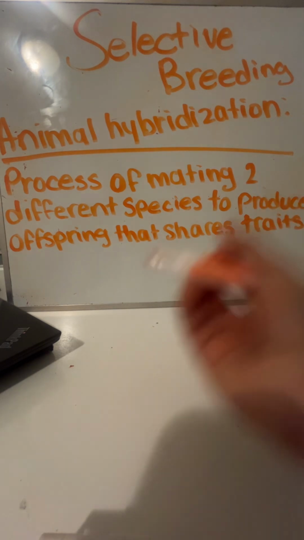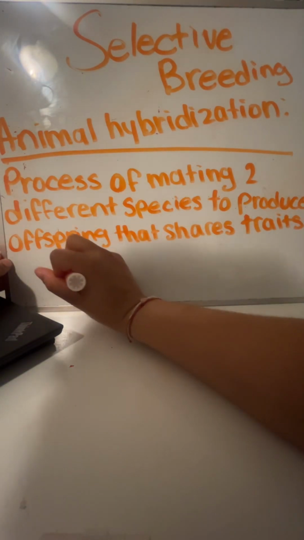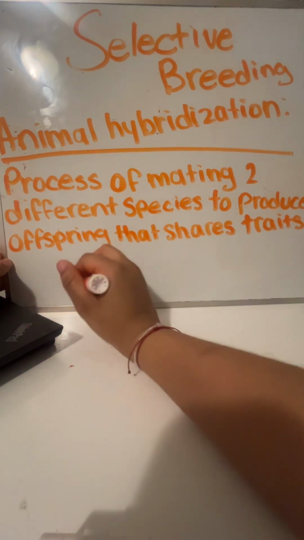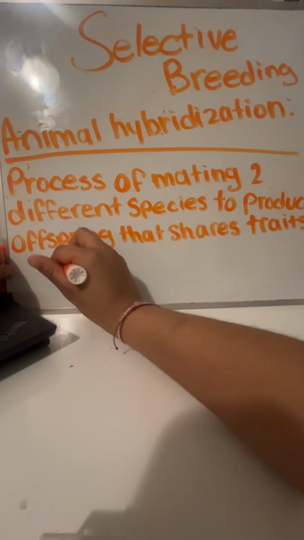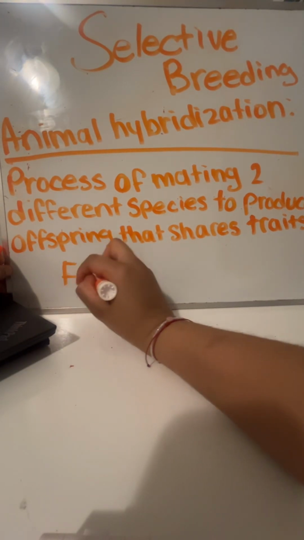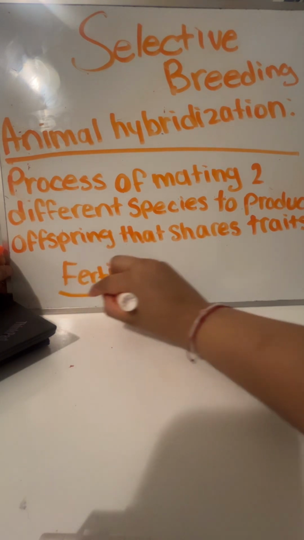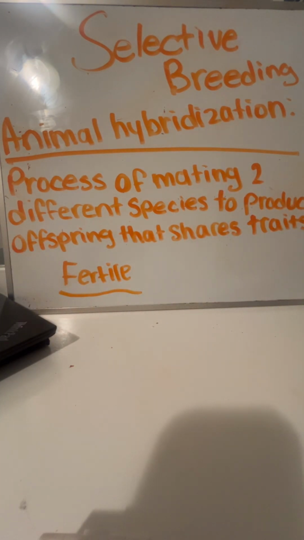Fertile, I'm going to write it right here. Fertile means that it's able to reproduce. Not being fertile is the one problem. That's the word: fertile. That's the problem, that it's not always able to reproduce.